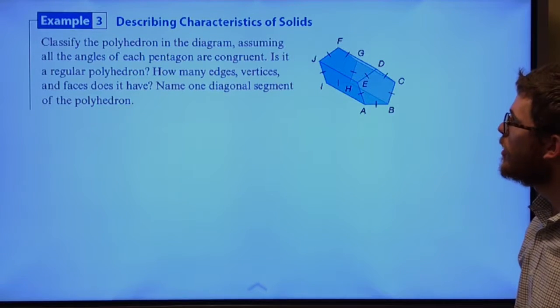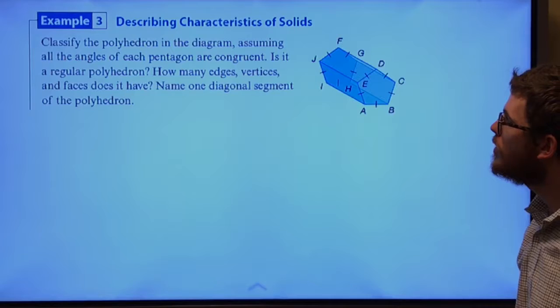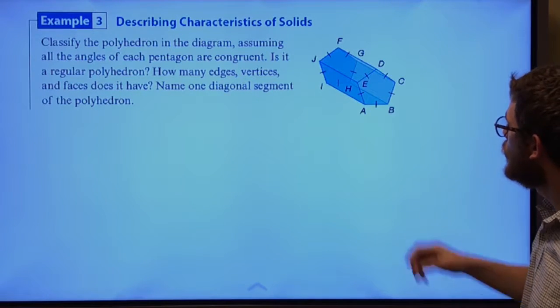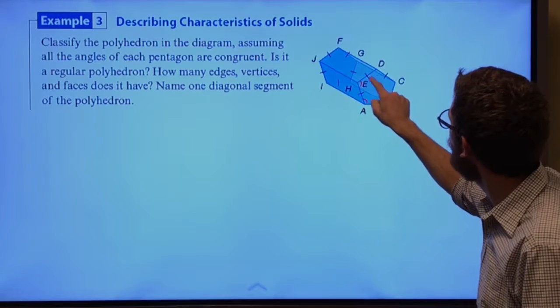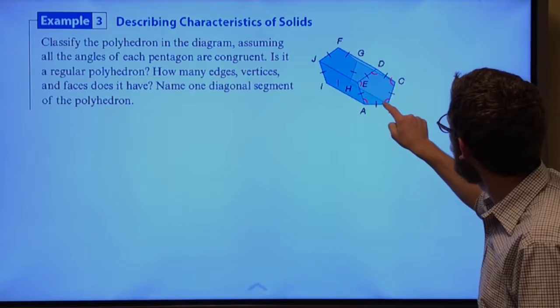Classify the polyhedron in the diagram, assuming all the angles of the pentagon are congruent. Okay, that's great. We're told that all these angles are congruent.